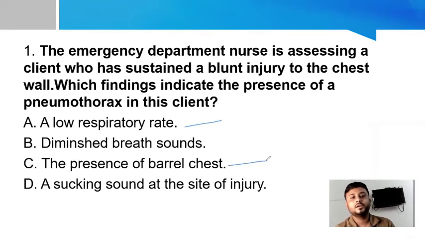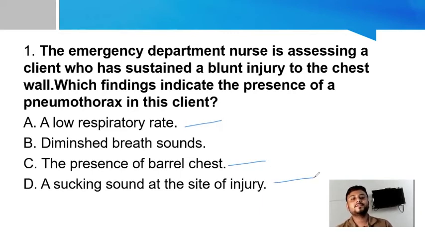Third point is the presence of barrel chest. The presence of barrel chest is mainly found in COPD patients. In case of a COPD patient, you can find the barrel chest due to the expansion of the chest wall.